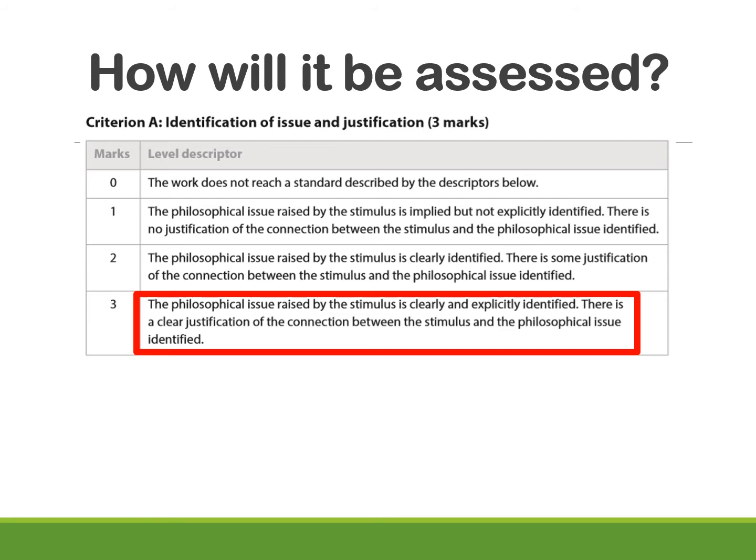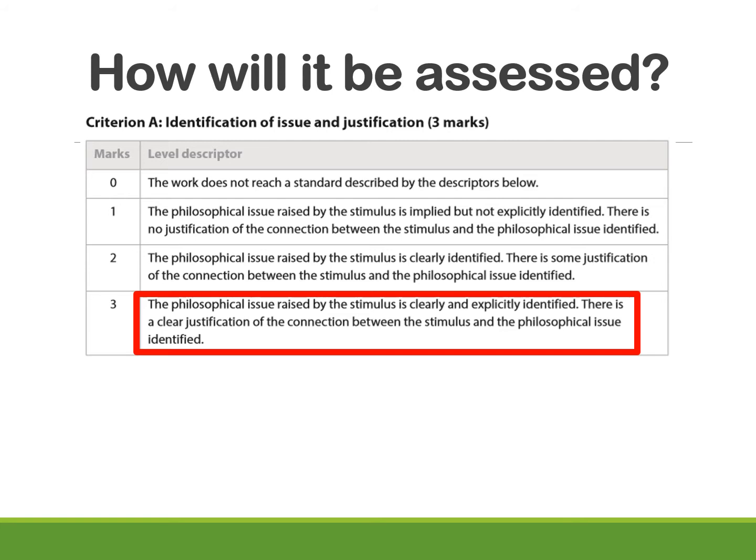However, it's still an easy place to lose marks. You know, it's an easy place to gain marks, but I think it's an easy place to lose marks as well in that same vein. So I've highlighted the top band box, even though it's at the bottom, it's the top band. So as you can see, 3 marks. The philosophical issue raised by the stimulus is clearly and explicitly identified. There is a clear justification of the connection, as in explanation, of the connection between the stimulus and the philosophical issue identified.